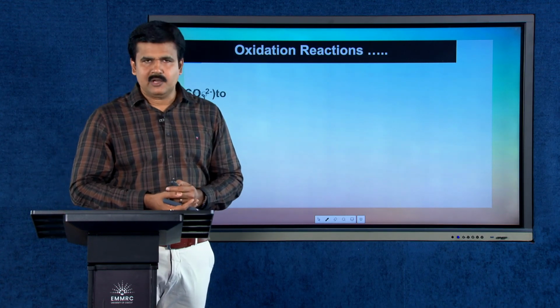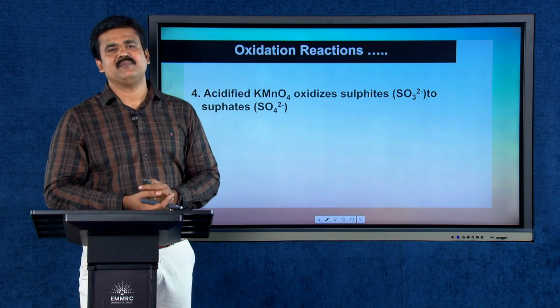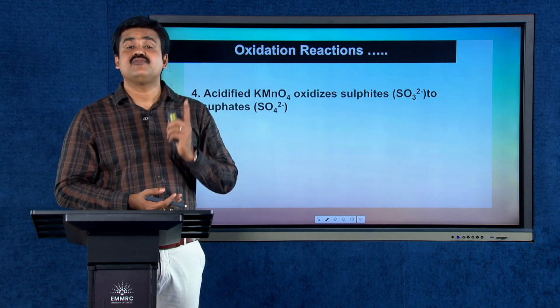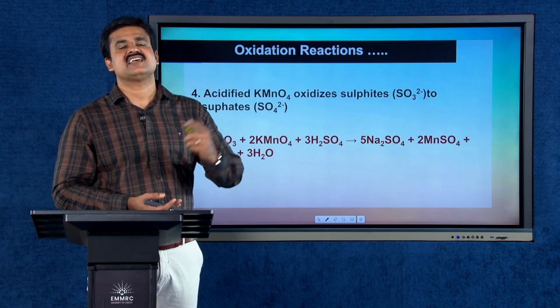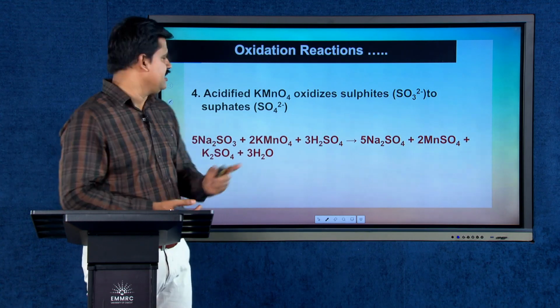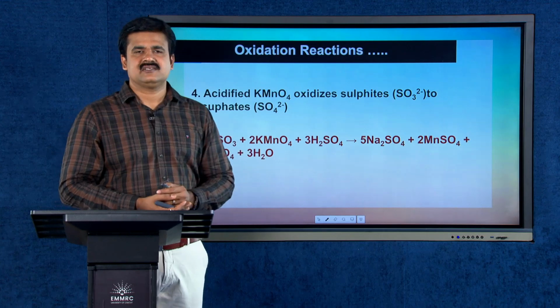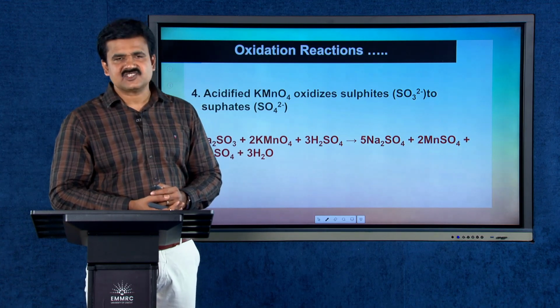KMnO4 acts as the oxidizing agent, and potassium iodide acts as the reducing agent during the course of this reaction. Now, acidified KMnO4 oxidizes sulfite, that is SO3 2- to sulfates. This is an equation showing the transformation; Na2SO3 can be seen on the left hand side of this reaction.